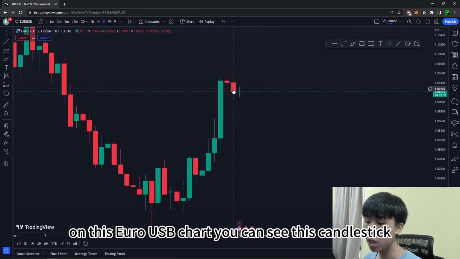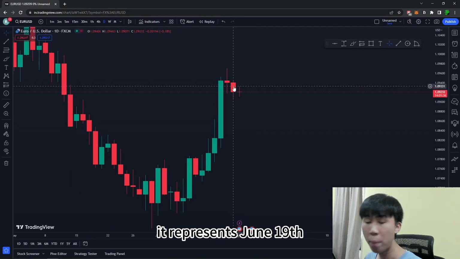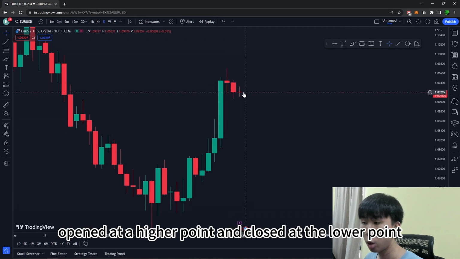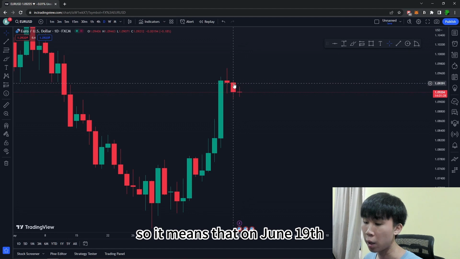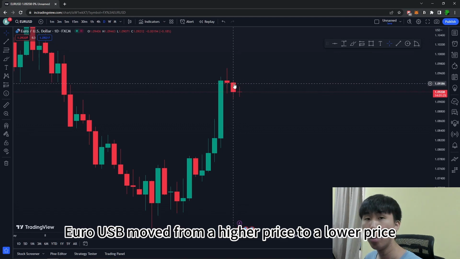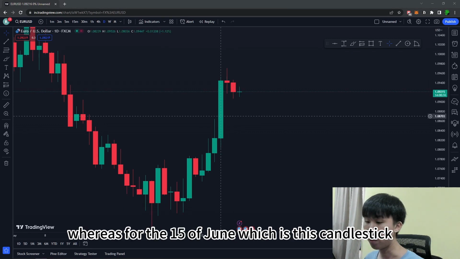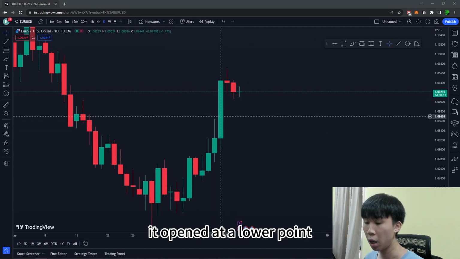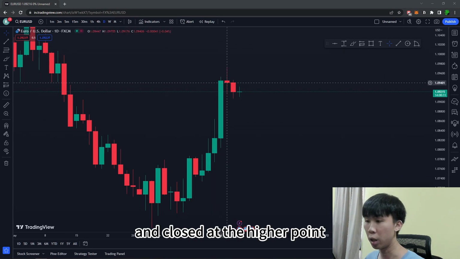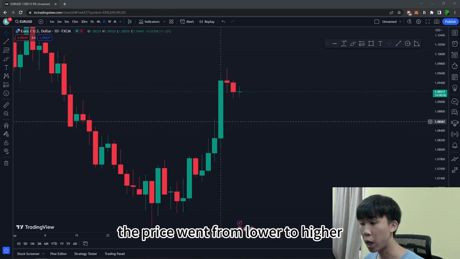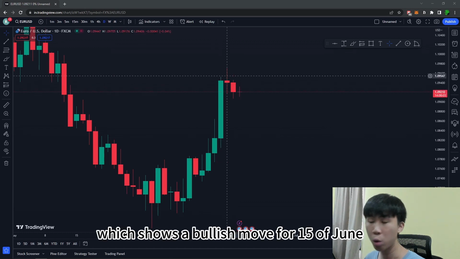On this Euro USD chart, you can see this candlestick, it represents the 19th of June. It opened at a higher point and closed at a lower point. So it means that on the 19th of June, Euro USD moved from a higher price to a lower price, which means a bearish move. Whereas for the 15th of June, which is this candlestick, it opened at a lower point and closed at a higher point, which means that the whole day of the 15th of June, the price went from lower to higher, which shows a bullish move.